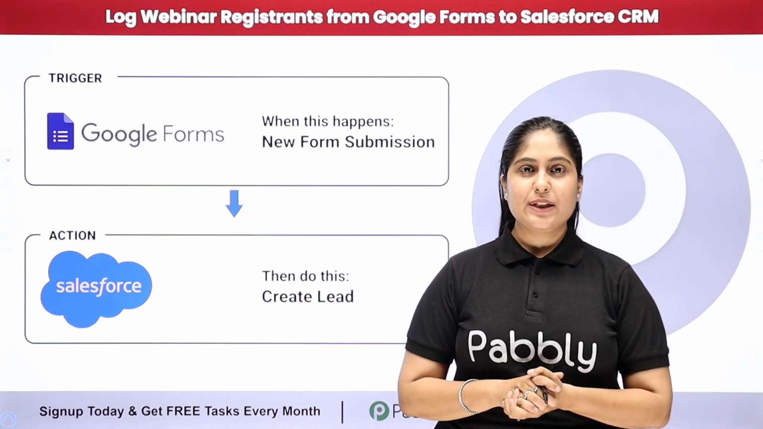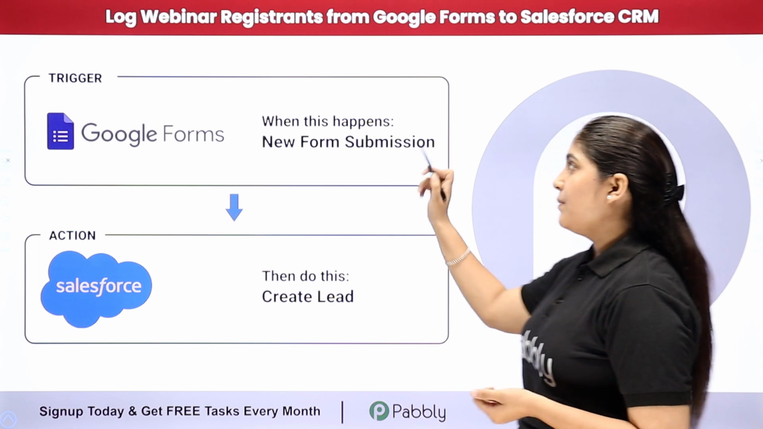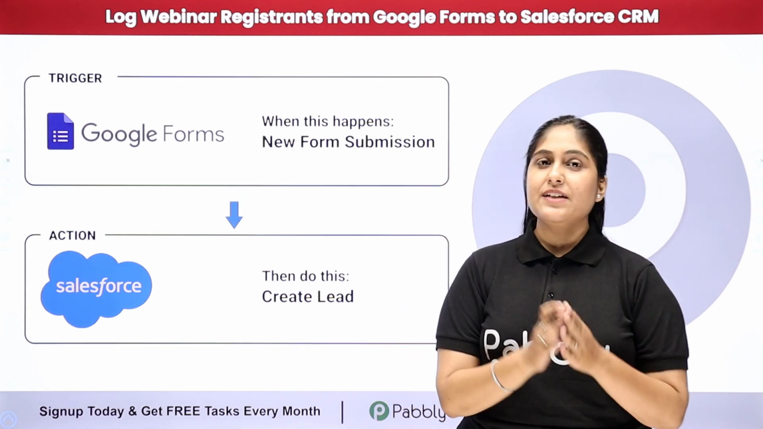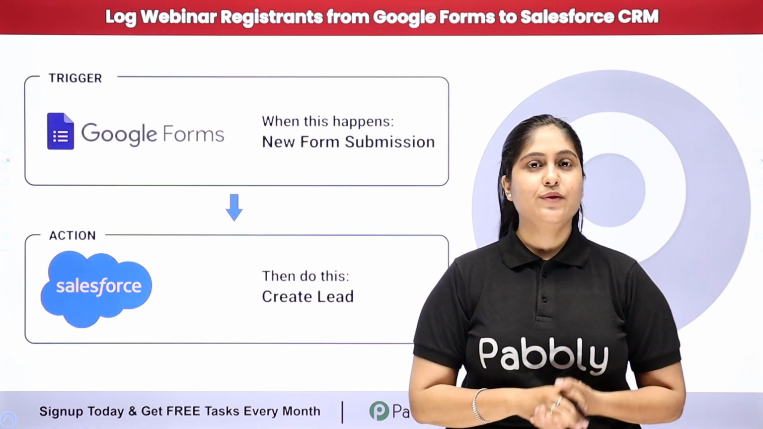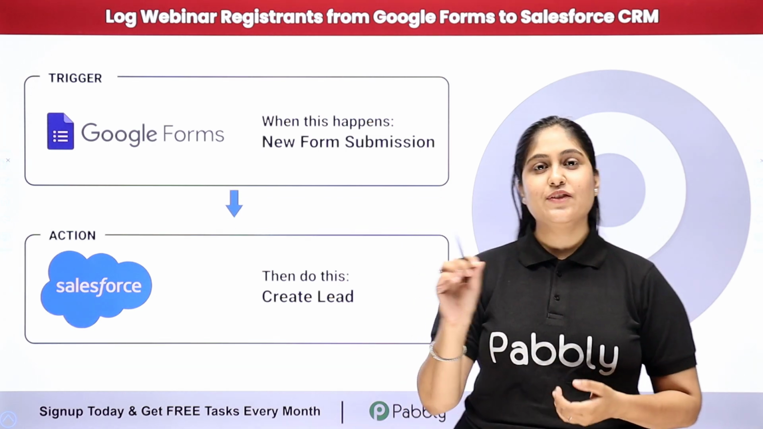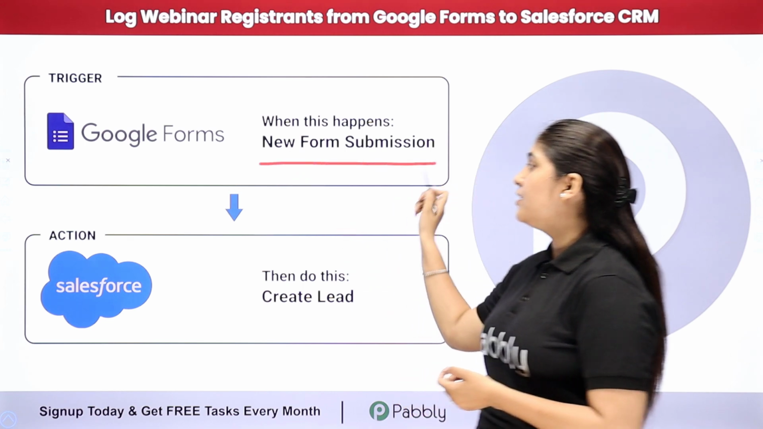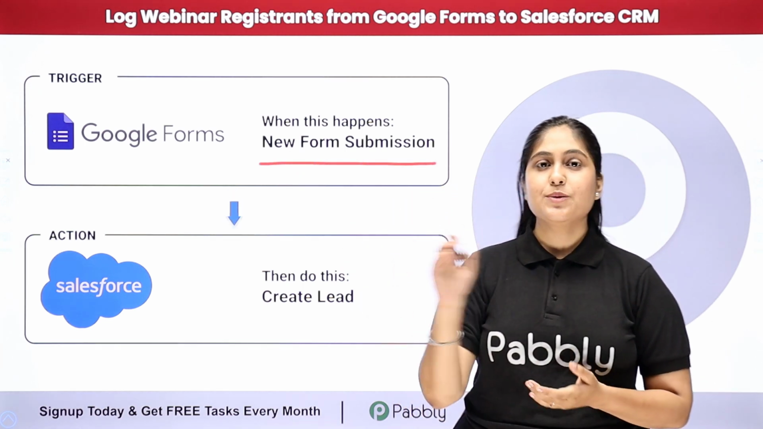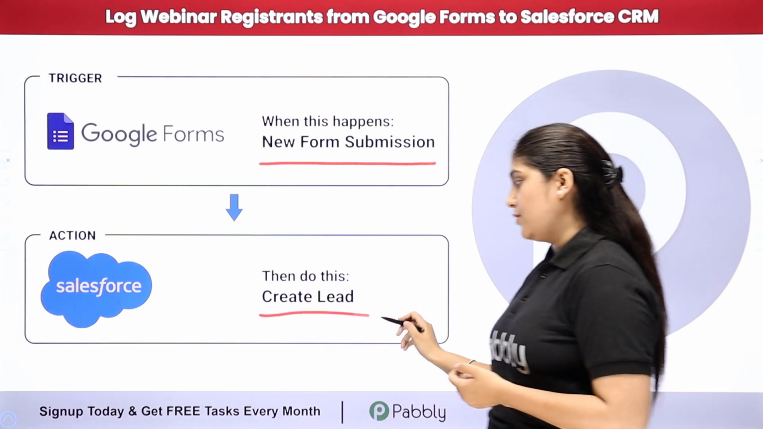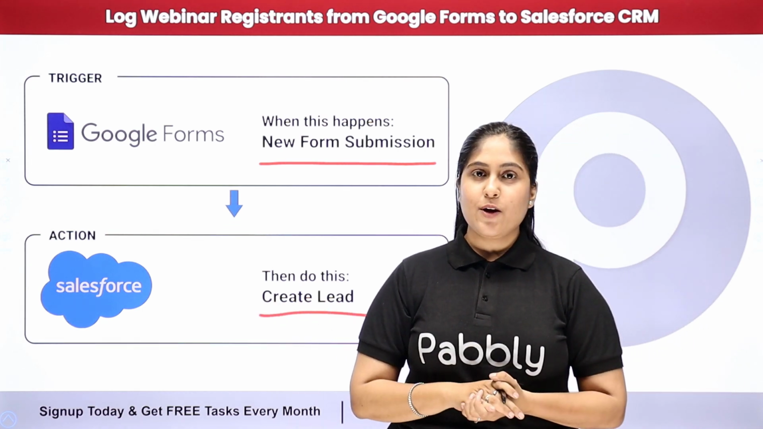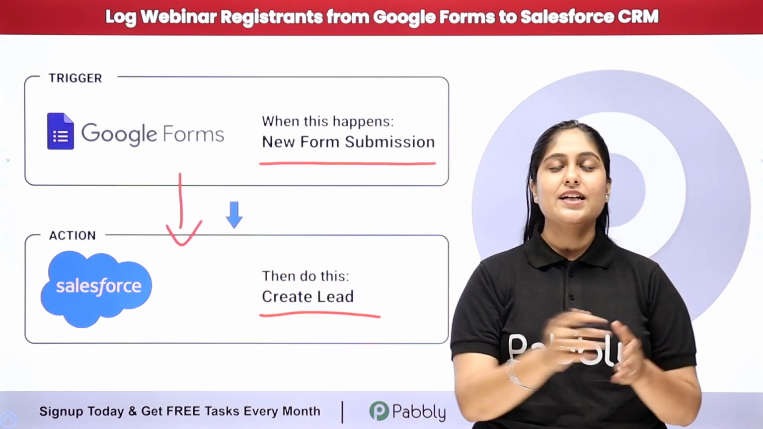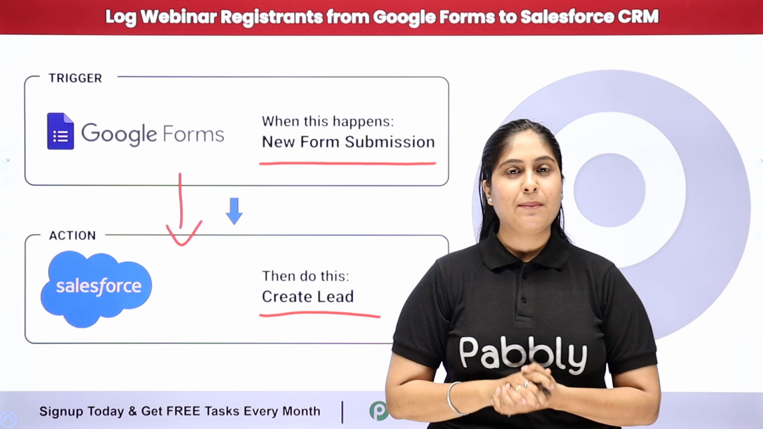In this video, we are going to understand how to log webinar registrants from Google Forms to Salesforce CRM. So here I'm receiving new webinar registrations through Google Forms, and my objective is that when I receive a new form submission, then automatically using the details, a new lead for the same should be created in my Salesforce account. So to automate the entire process, I need to connect my Google Forms with my Salesforce account using an automation software named Pabbly Connect.